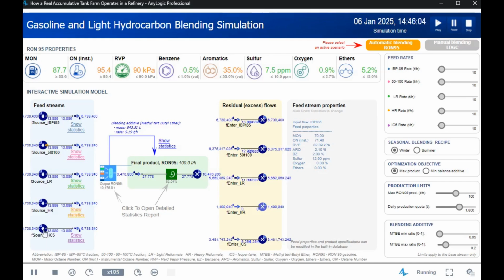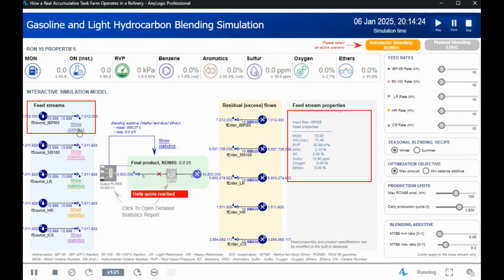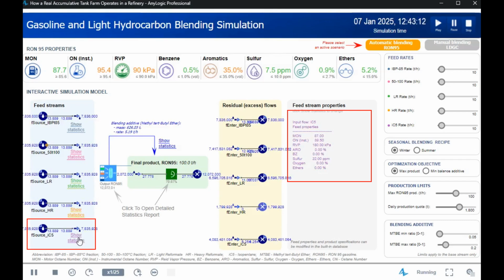Now, let us look at the properties of the individual blend components. The first stream is a light fraction boiling up to approximately 85 degrees Celsius. It has a relatively low octane number, a Reid vapor pressure of about 82 kilopascals, and a sulfur content of approximately 13 ppm. Isopentane, on the other hand, has a higher octane number of 87, but also a very high Reid vapor pressure of around 180 kilopascals, and a sulfur content of approximately 22 ppm. As these properties demonstrate, none of the individual components can satisfy all A95 gasoline specifications on its own.